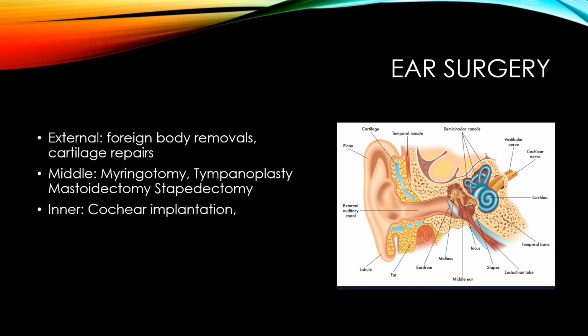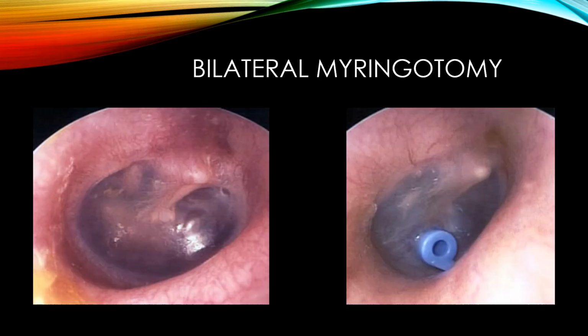A more complex one is a cochlear implantation, and that occasionally is done at the bigger institutions. Bilateral myringotomy is just the laceration of the eardrum to let the fluid out. When they call it BMT, which is bilateral myringotomy with tubes, that's a picture on the right-hand side of a tube being put in after the myringotomy. This is one of the most common ear surgeries, and it's mostly done in children.